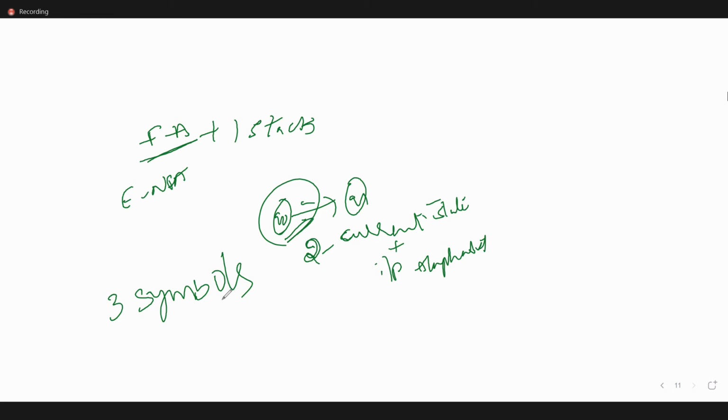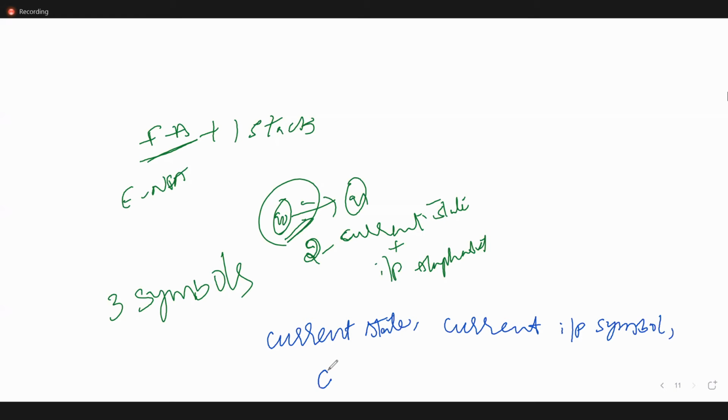Current state, current input alphabet. These two are common, plus one more, the stack. The topmost symbol currently present in the stack is what we pop or push. So the current topmost symbol. Am I clear? This PDA movement depends on 3 symbols. That was the finite automata movement; now I am talking about PDA movement. Pushdown automata movement depends on 3 symbols: current state, current input symbol and current topmost symbol. I think I'm clear with this, right?